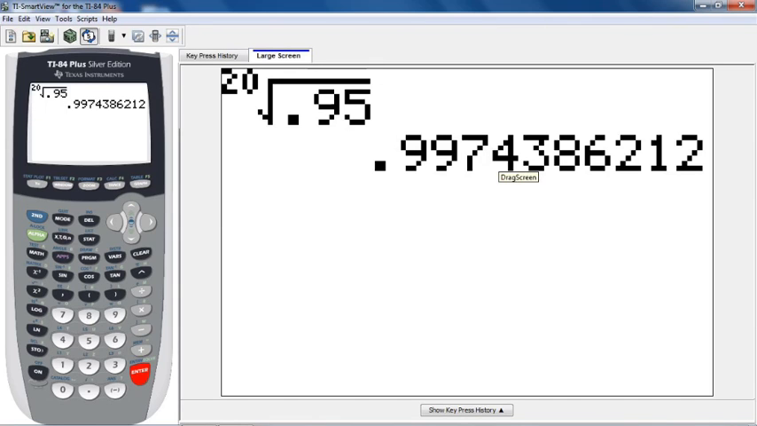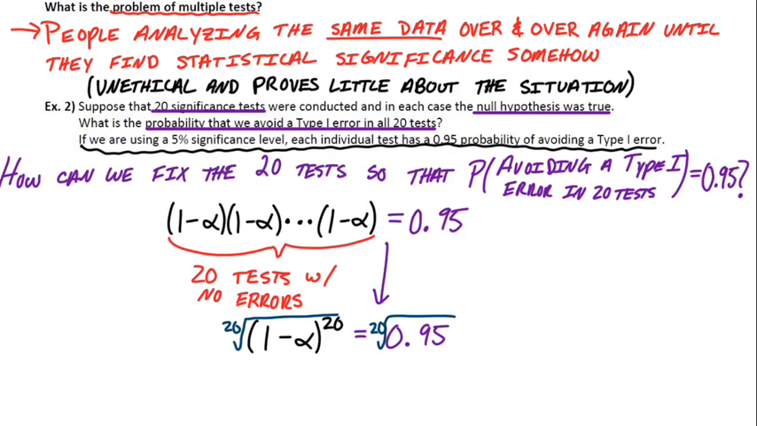Which gives us 0.9974. So 20 through to that, we've got 0.9974. And then the 20 through to here, now we're free of the exponent. So the exponent and the root canceled out. We just have 1 minus alpha equals 0.9974. So subtract 1, divide by a negative, we get alpha equals 0.0026. Holy cow, that's a small alpha level.